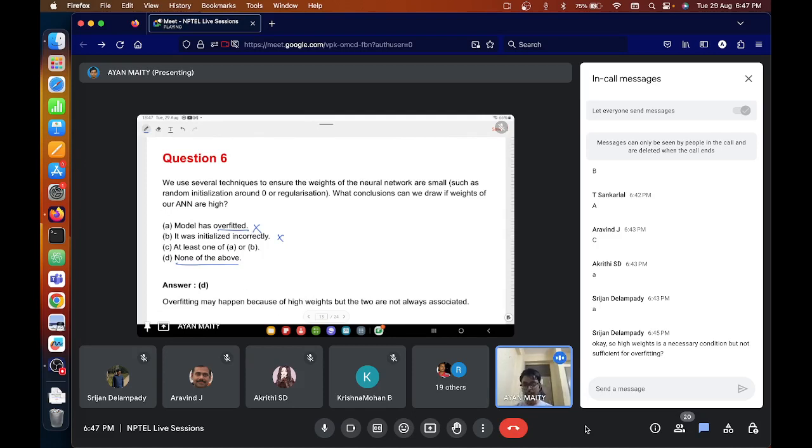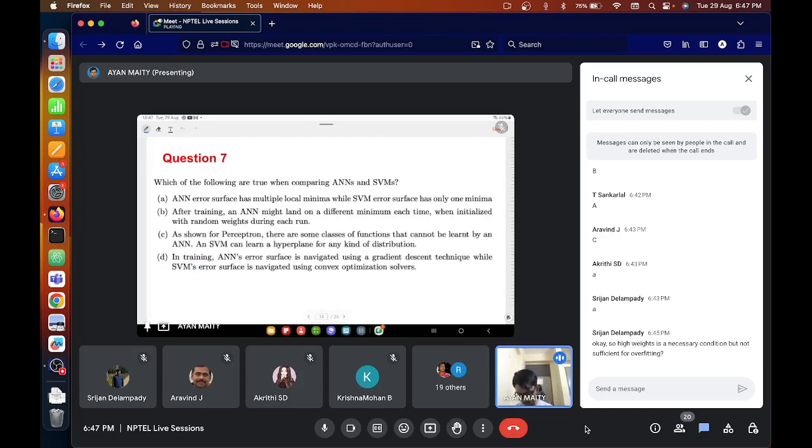Question 7. Which of the following are true when comparing ANNs and SVMs? Option A says ANN error surface has multiple local minima, while SVM error surface has only one minima. Option B says after training an ANN might land on a different minimum each time when initialized with random weights during each run.